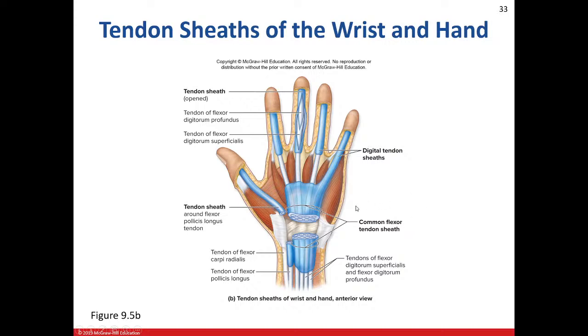All right, so here we can see some of those tendon sheaths in the hand. They surround the tendons and protect them, especially in the hand where motion is common, and protect them from rubbing over muscle, but also bone here in the hand.